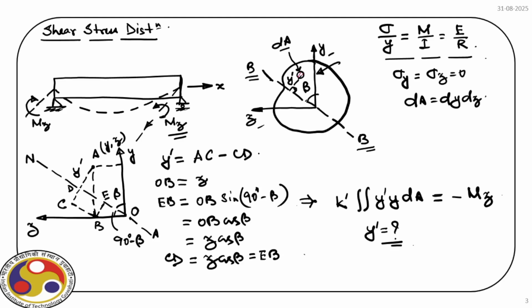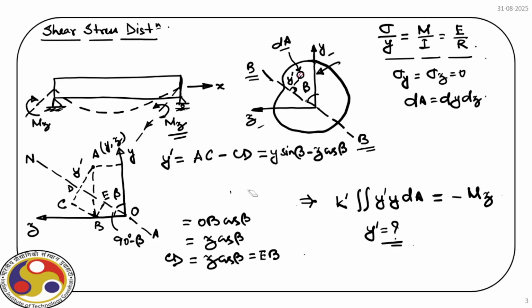Then we can now express y prime, which is AC minus CD. So we have y sine of beta minus Z cos of beta. So we get the expression of y prime in terms of y, z and the orientation of the neutral axis, which is at an angle beta with the vertical axis, right? Okay.